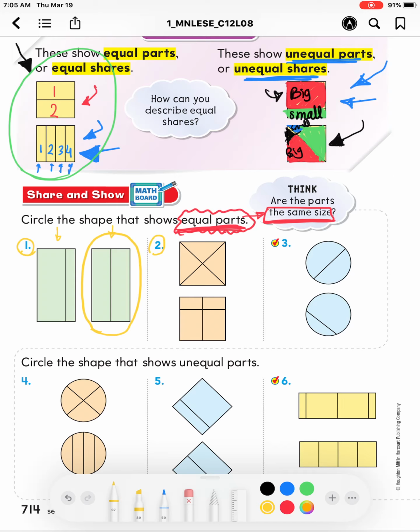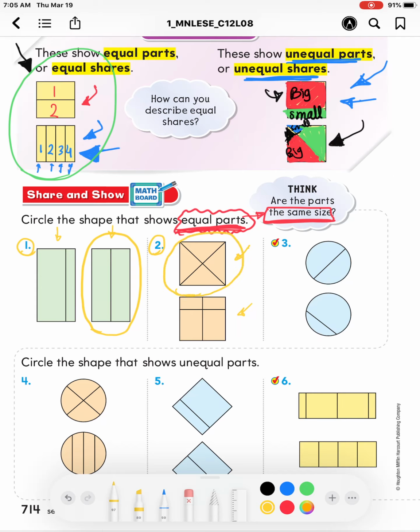Now, let's move to the next question. Question number 2. Which square shows equal parts? Is it the upper one, the lower one, or the bottom square? Good job, boys and girls. Of course, the upper one.